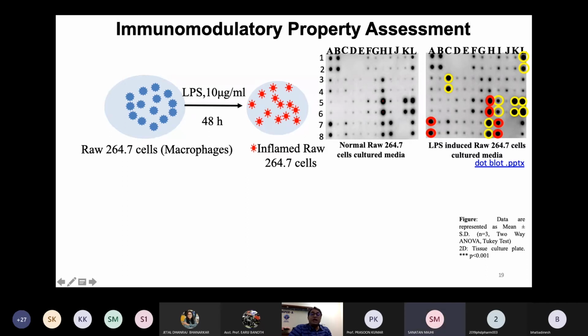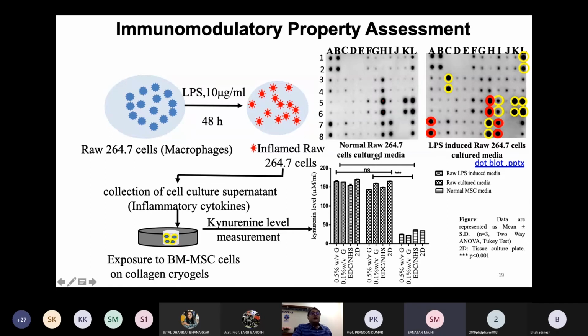Based on that, we also collected the supernatant of the inflamed RAW cells, the media, and exposed it to the BMSCs which are growing on our collagen cryogels. So the material with BMSCs was treated with the inflammatory media. After adding the inflammatory media, we wanted to see whether BMSCs have anti-inflammatory properties along with our material or not. For that, we measured the kynurenine level.